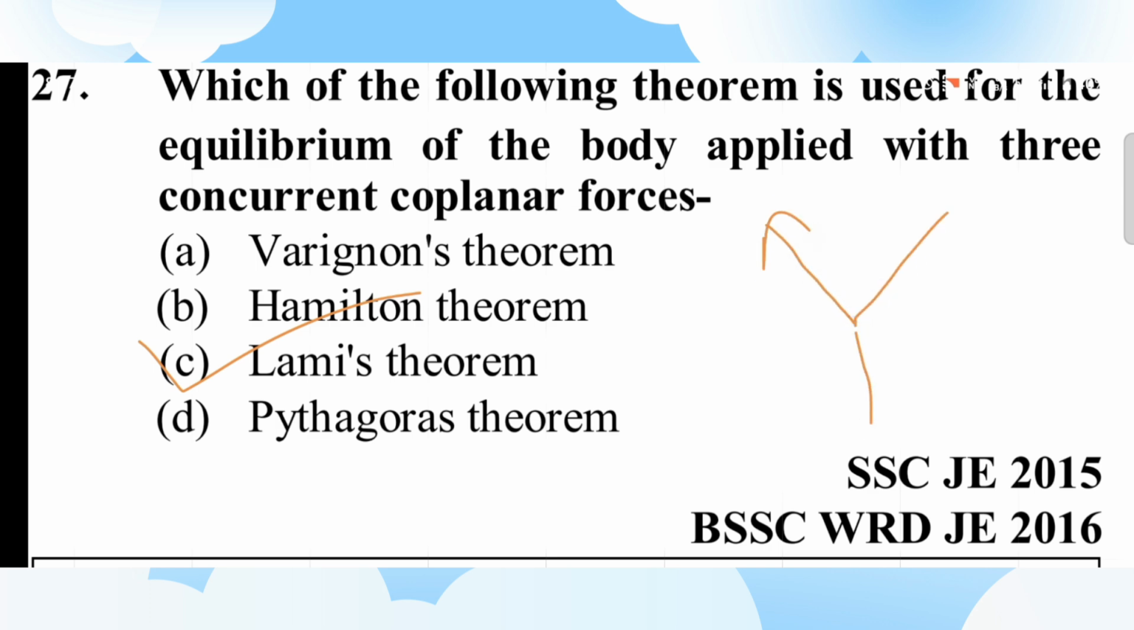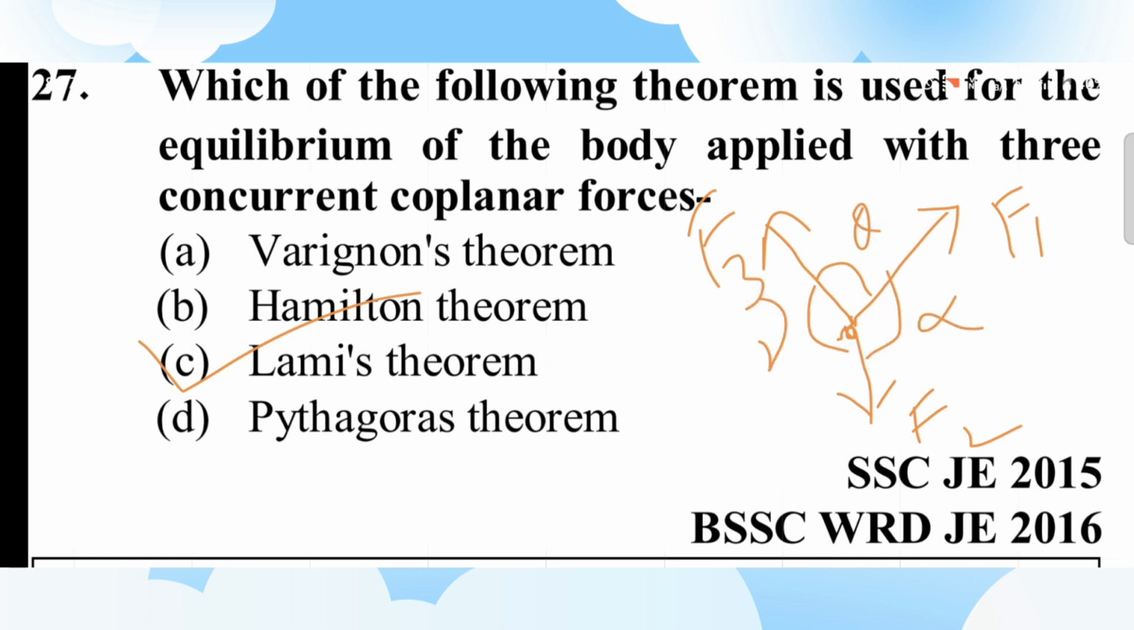This is the concurrent force. Concurrent force यानी their lines of action intersect at the same point. Then we can apply the sine rule, like F1, F2, and F3. This is theta, alpha, and gamma. Then we can write F1 by sine gamma, the opposite angle, equal to F2 by sine theta. ऐसे ही लिख सकते हैं F3 by sine alpha.